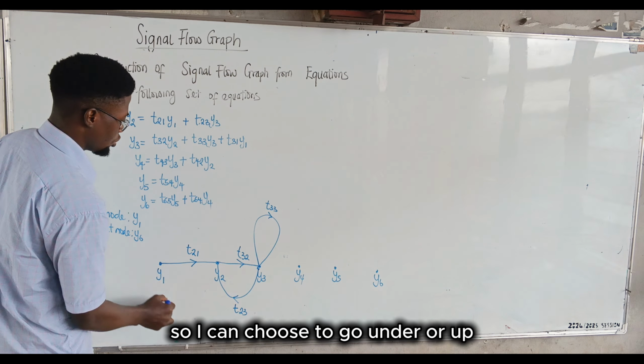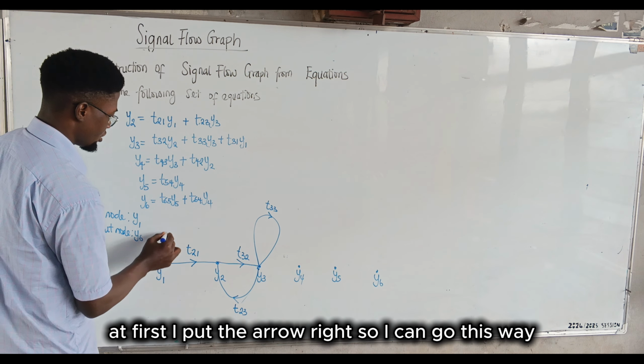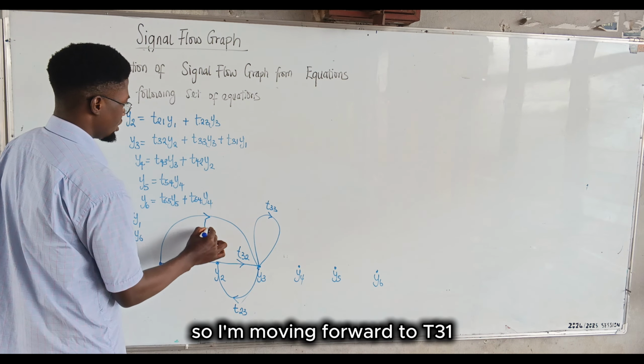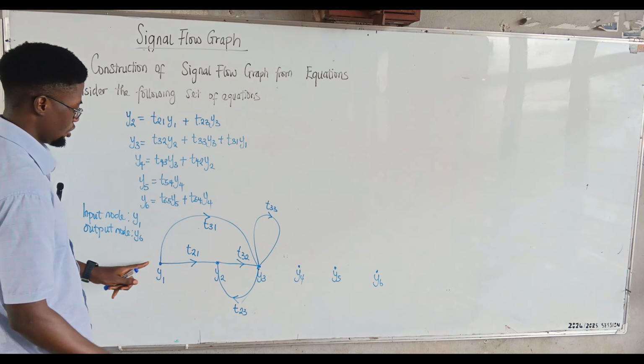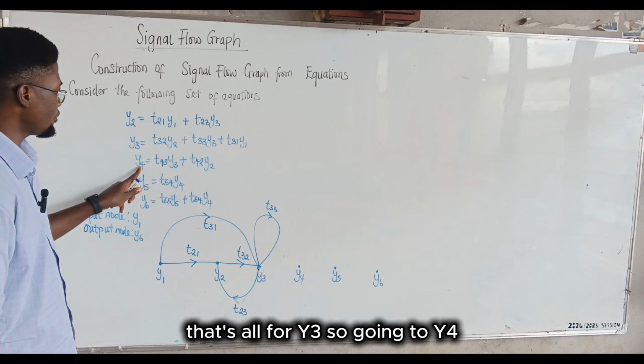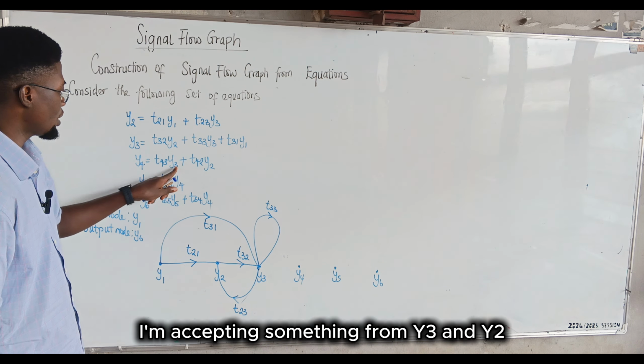So I can choose to go under or up. First, I put the arrow right. So I can go this way. I'm moving forward. So T31, from Y1, I'm going to Y3. That's all for Y3. So going to Y4, I'm accepting something from Y3 and Y2.